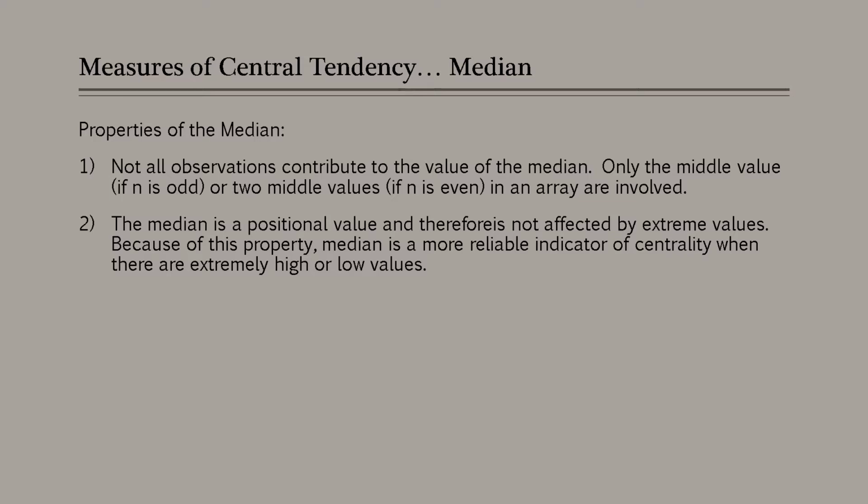Two of the properties of the median are, 1, not all observations contribute to the value of the median. Only the middle value if the sample size is odd, or 2 middle values if the sample size is even in an array are involved. Next, the median is a positional value and therefore is not affected by extreme values. In example 2 given earlier, even if the lowest rating is 75 or the highest rating is 99, the median is still 88. Because of this property, it is a more reliable indicator of centrality when there are extremely high or low values.